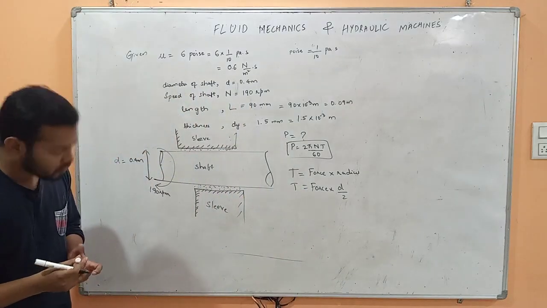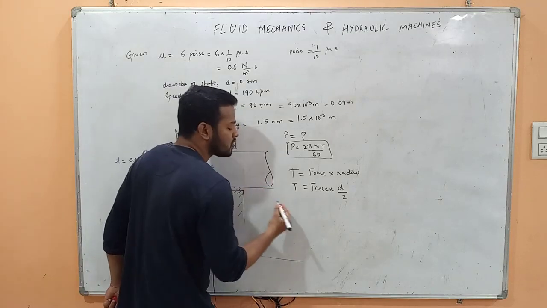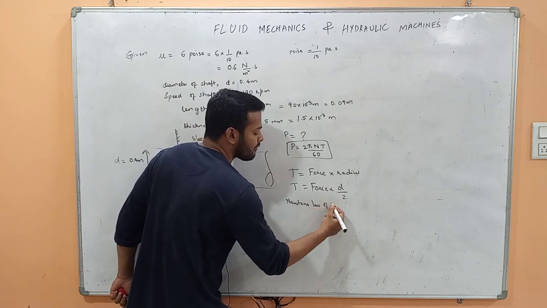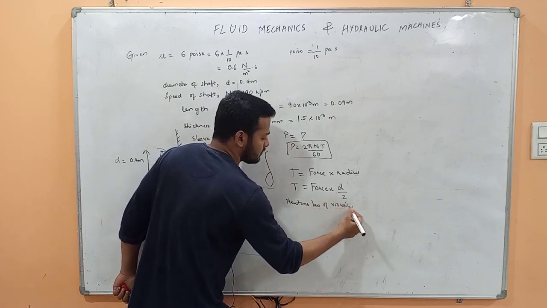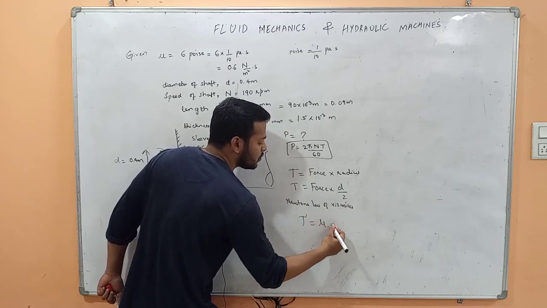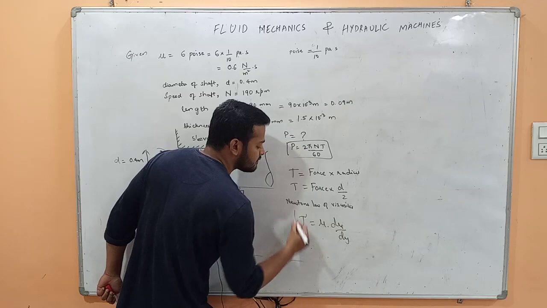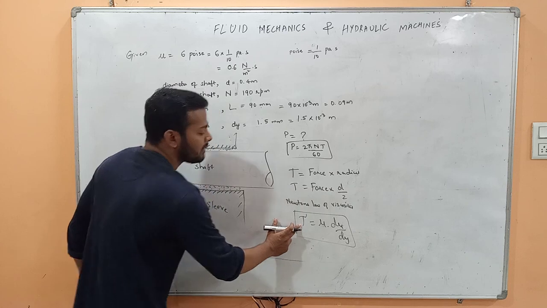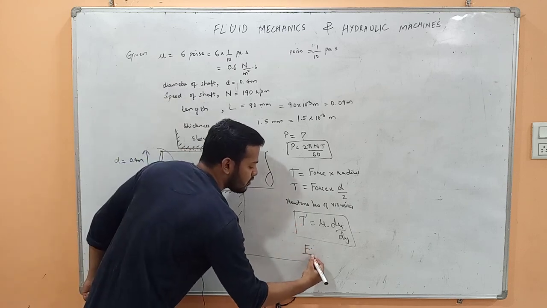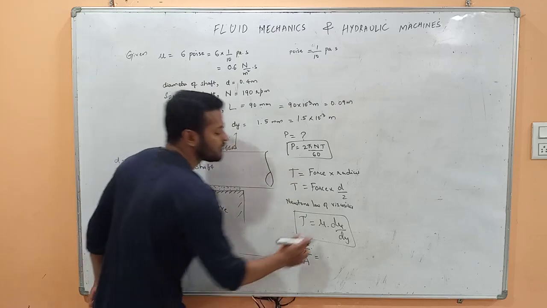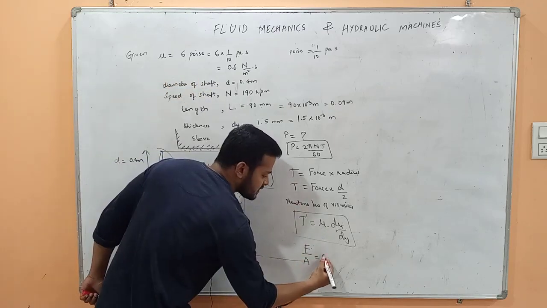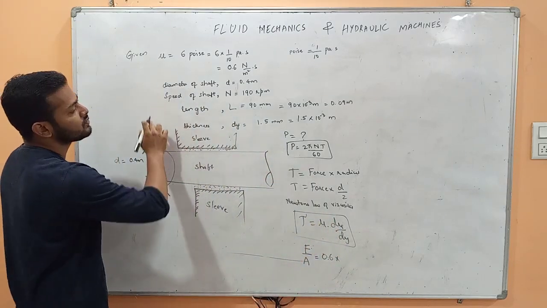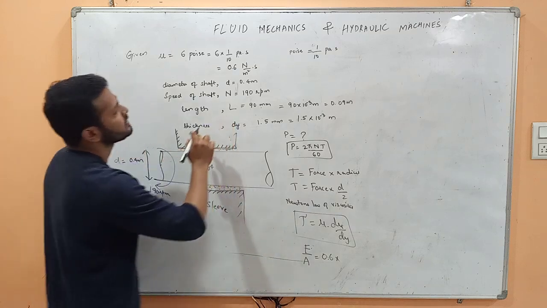In order to find out force, I will use Newton's law of viscosity. What is Newton's law of viscosity? Tau is equals to mu into du by dy. Is tau given in the question? No. But what is tau? Force by area. So in place of tau, I am writing force by area. Mu is given in the question as 0.6, into du. What is the value of du given?